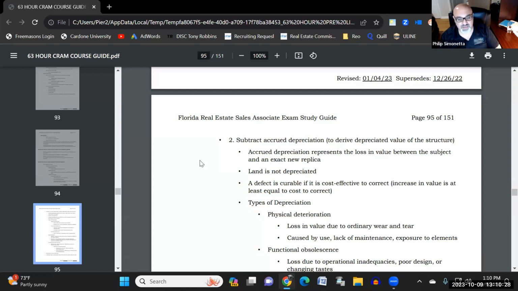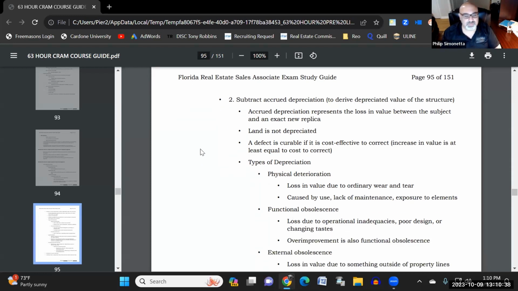The accrued depreciation represents the loss in value between the subject and the exact new replica. Land is not depreciated, right? Land never depreciates, just the property to construct, just the structure. A defect is curable if it is cost effective to correct. Okay, increase in value is at least equal to cost to correct. So if it's going to cost you more to fix it than it's worth, then it's not curable, right?